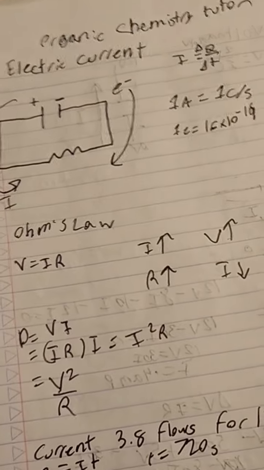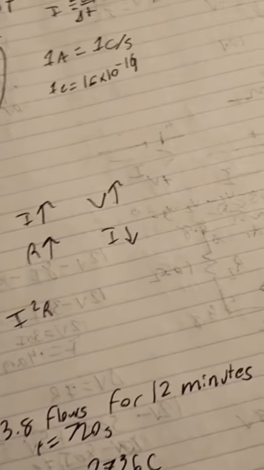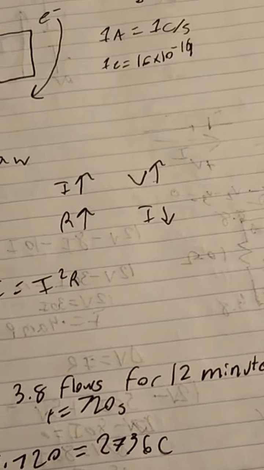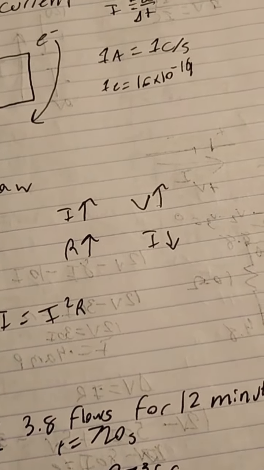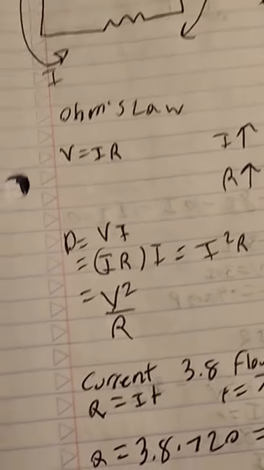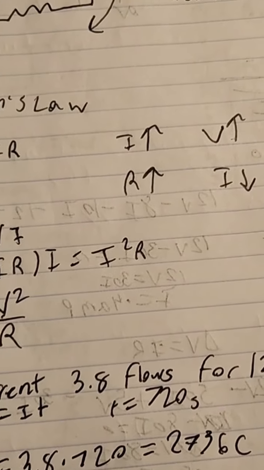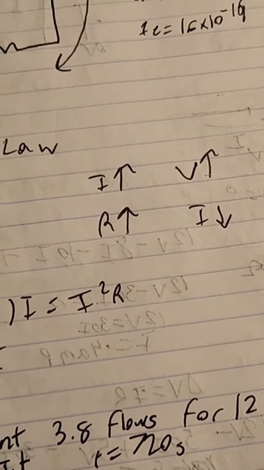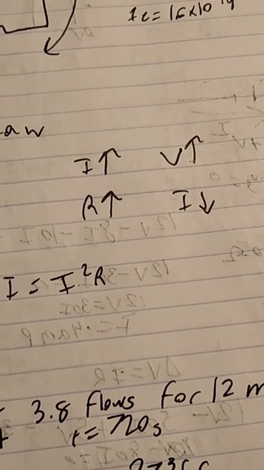Today I went over and watched some of the pre-lecture videos for chapter 25, which included electric current. I watched videos from Organic Chemistry Tutor, and what this essentially is, it's just saying that current equals charge over time, and then you also have Ohm's law, which is V equals IR. When I goes up, V goes up. When R goes up, I goes down.